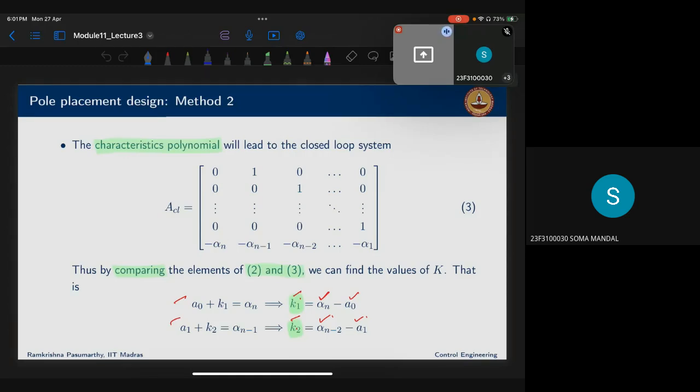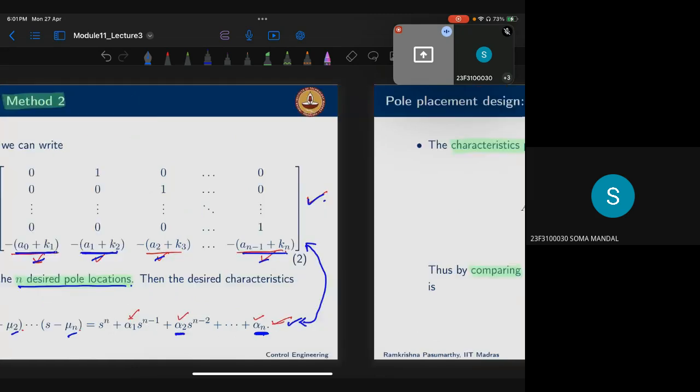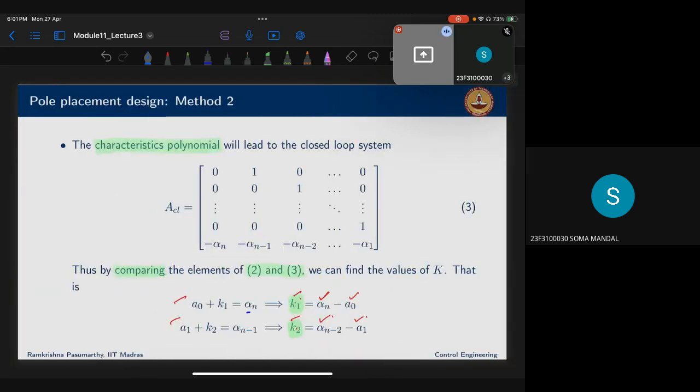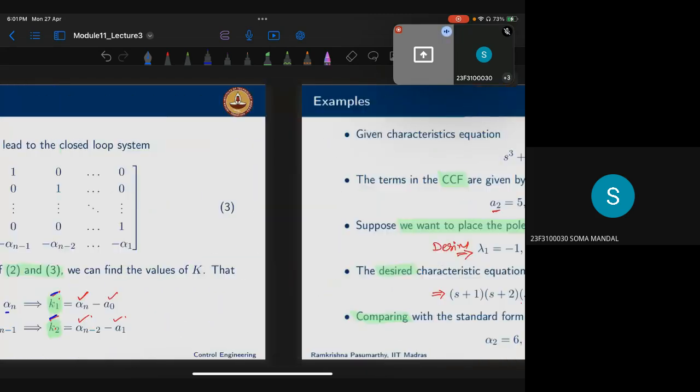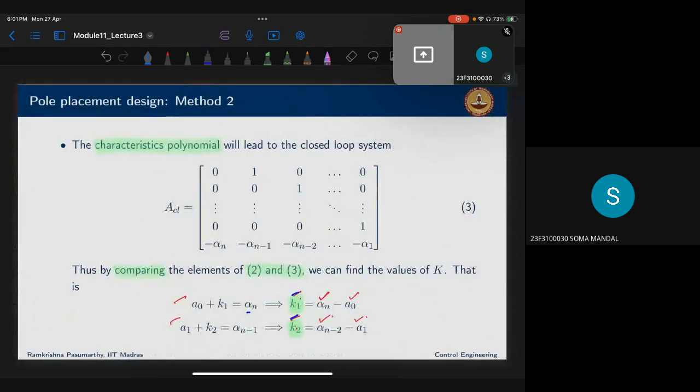You can see this. So alpha n is nothing but a naught plus k1. Alpha 1 is nothing but a naught plus kn. Alpha 2 is nothing but a1 plus k2. So etc. You can compare every term and get the values of k1, k2, and all the other values.